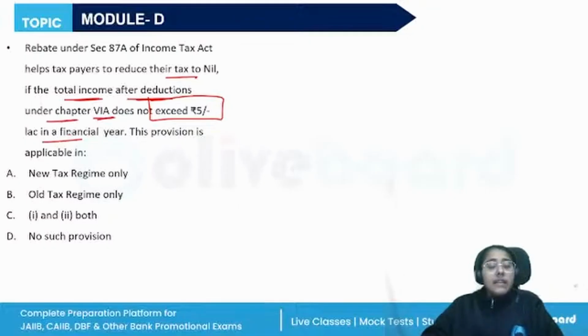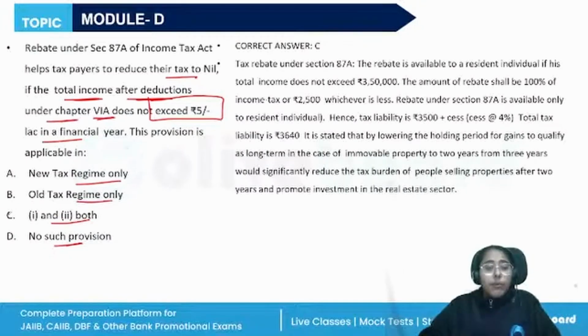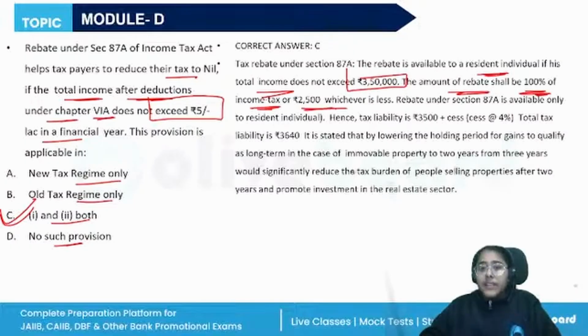This provision is applicable in the new tax regime only, in the old tax regime only, both 1 and 2, or there is no such provision. So the correct answer will be C. Both in the new tax regime and old tax regime, this rebate is available. So the rebate is available to a resident individual if his income does not exceed rupees 3,50,000. The amount of rebate shall be 100% of the income tax or 2,500, whichever is less. And it is available only to the resident individual. All right, so this is all about the tax rebate under Section 87A.